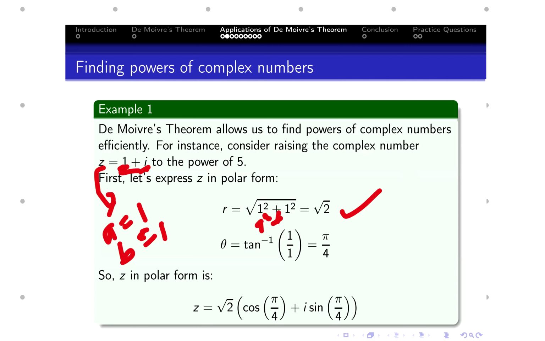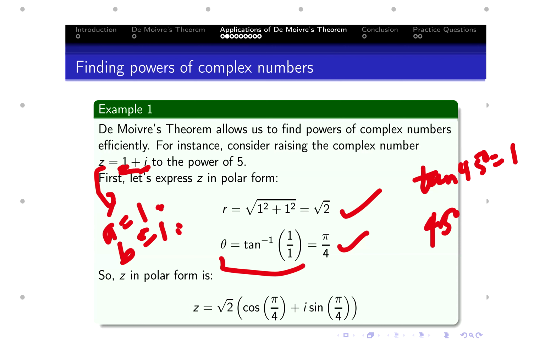And then to get the argument or the angle, you have to say arctan of b over a, that is b divided by a, and that is pi over 4. Pi over 4 is 45 degrees. Normally tan 45 degrees is equal to 1, so it means that 45 degrees is equal to arctan of 1. And you know that 45 degrees is the same thing as pi over 4 because pi itself is 180 degrees.